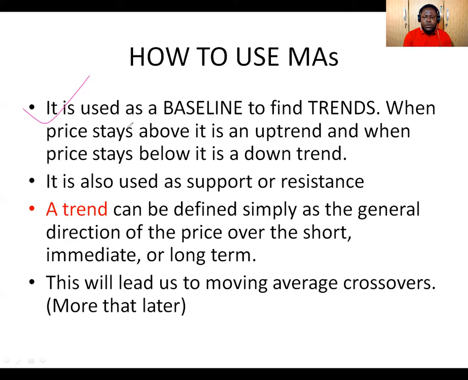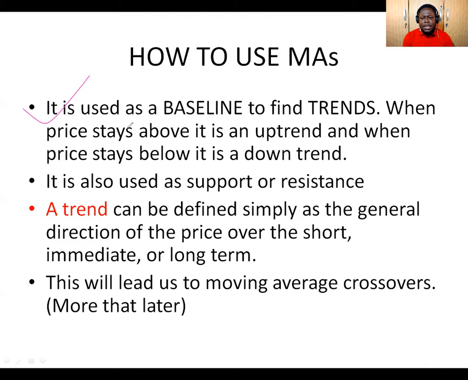Maybe the trend is just going to be for a few hours, okay? That is going to be a short-term trend. But if it's going to be an immediate one, maybe it can take a day or two. Maybe the trend is going to stay on for a day or 2 or 3. That one, we can call an immediate term trend, okay? And if the trend is going to stay on for a month or 2 weeks or a week or 6 months or a whole year, then we can say this trend is going to be a long-term trend.